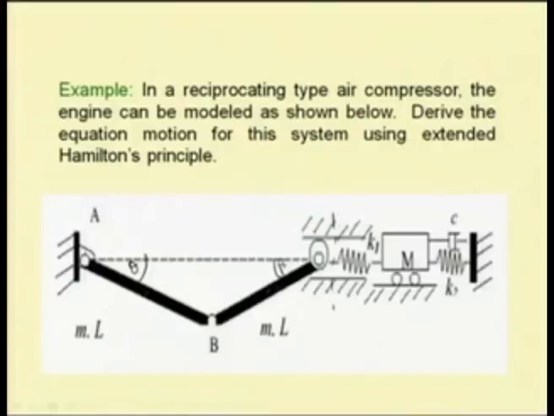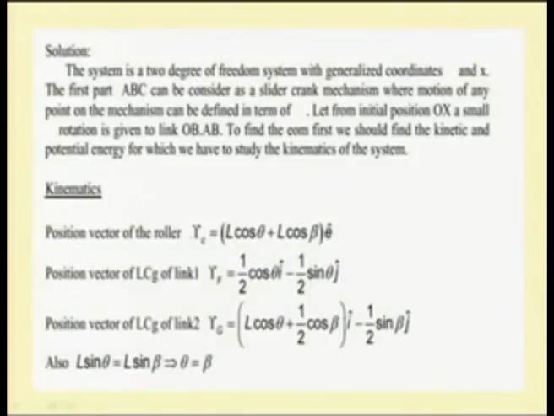To find the kinetic energy, first I should know the velocity at these points, at the center of mass of this. So I can write the position vector of points A, B, C and other points also. Let the position vector of point C be equal to L cos theta. This is this link. So the position vector of this will be L cos theta plus L cos beta into I.